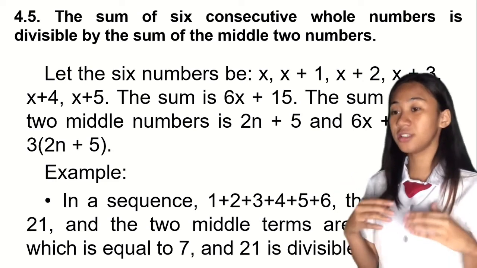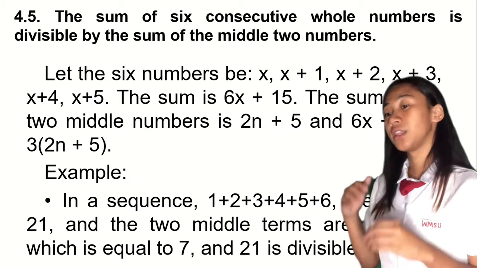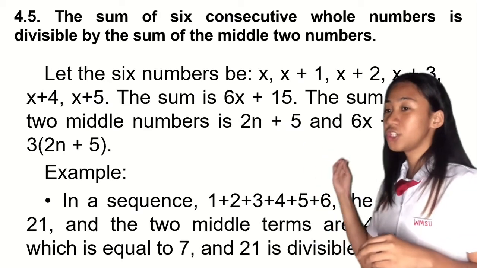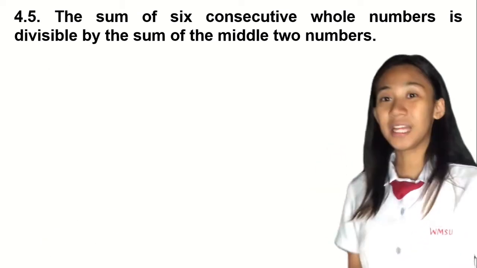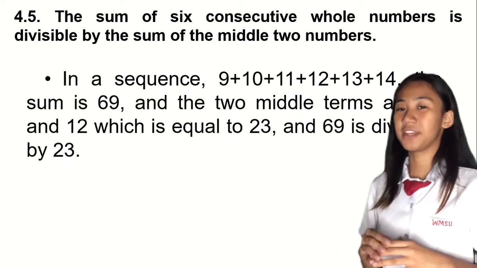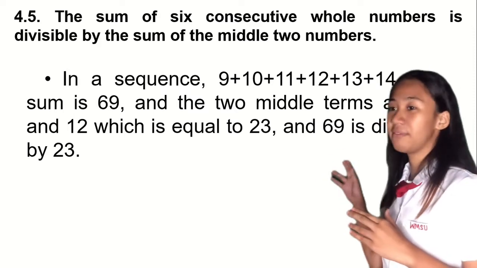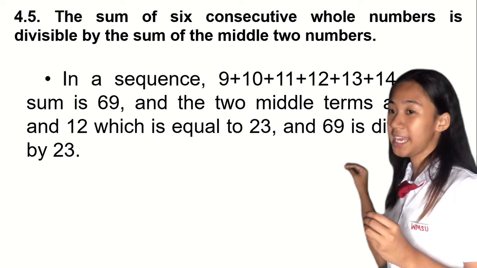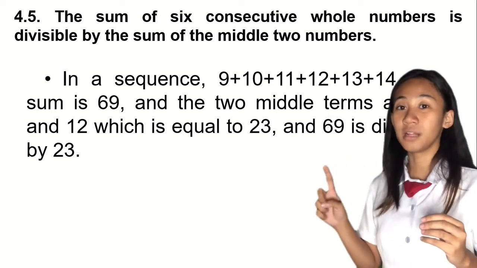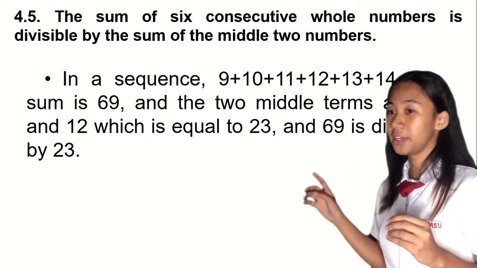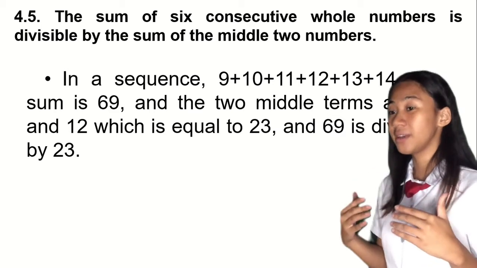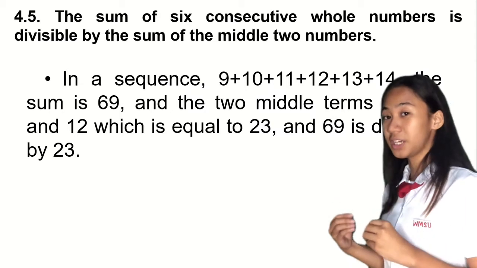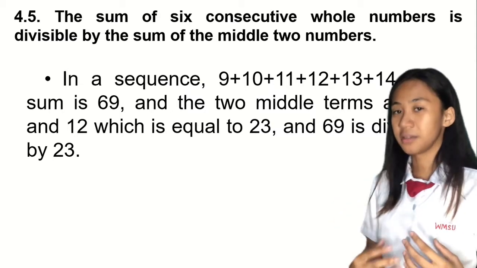Therefore, the conjecture is true that the sum of the consecutive terms is divisible by the sum of the two middle numbers. Let's have another example. We have here the sequence 9 plus 10 plus 11 plus 12 plus 13 plus 14. The sum is 69 and the two middle numbers are 12 and 11. If you add 12 and 11, we will obtain 23. 69 divided by 23 is 3.